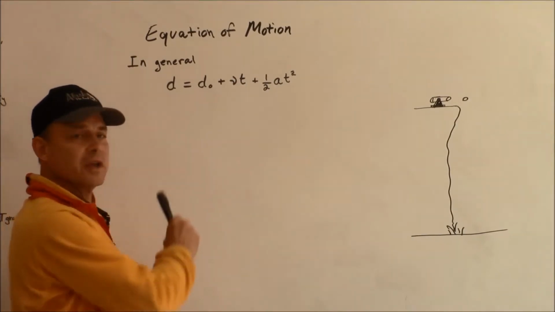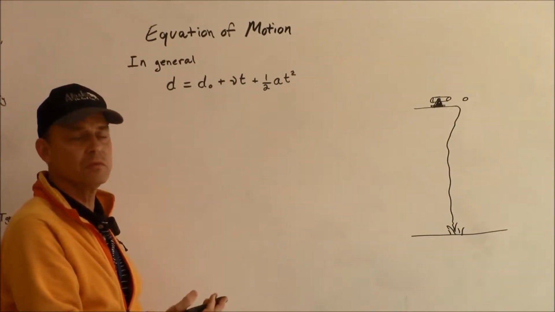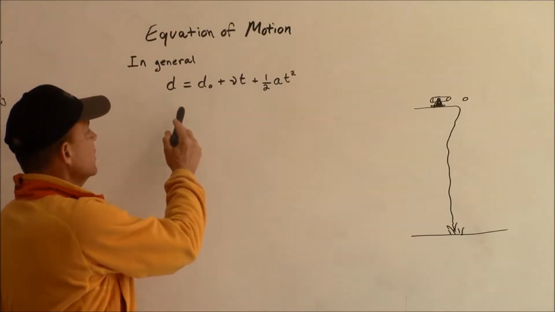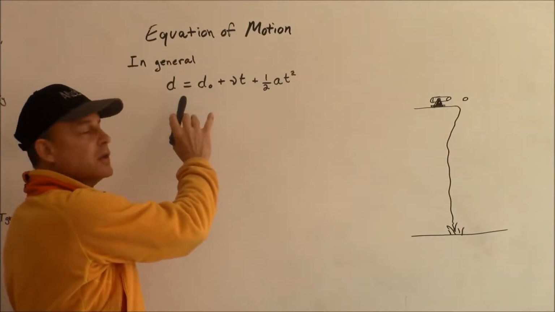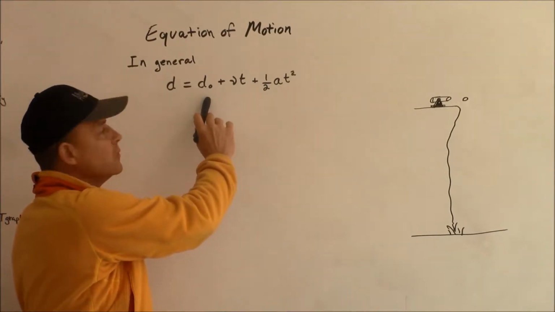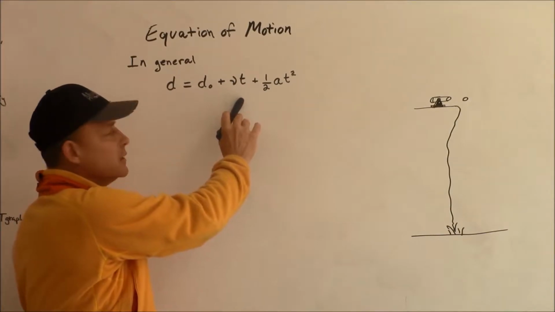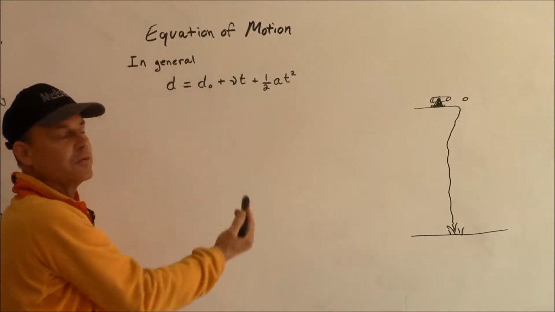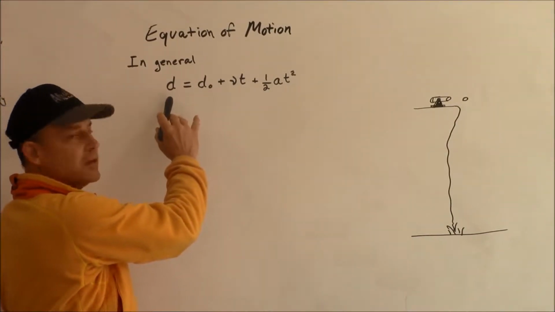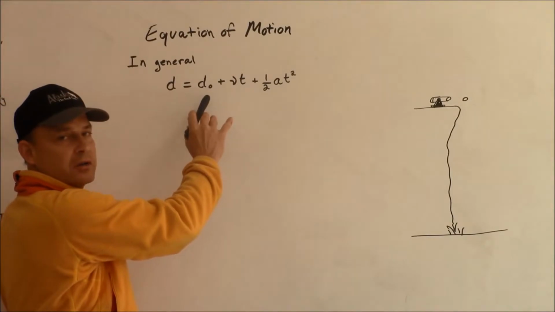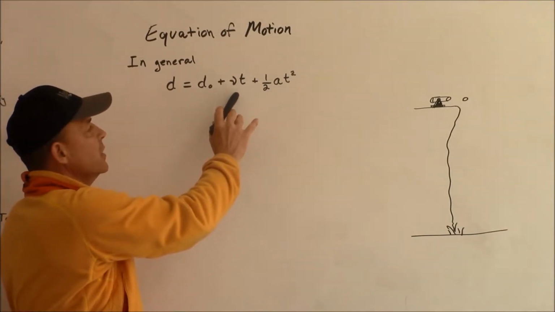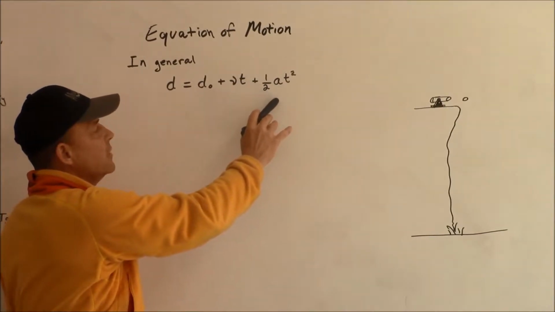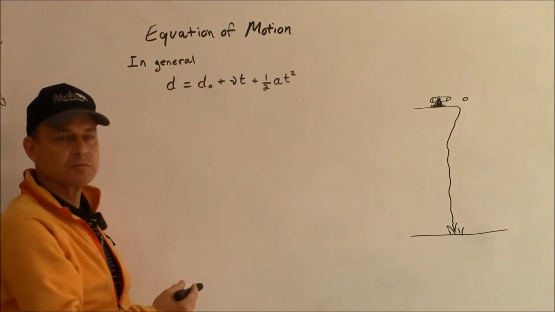So I want to introduce you to the first equation of motion, which looks like this. The location of an object depends on where it started from, how fast it's going, and if it's speeding up or slowing down. So I have written variables for all this information. The distance it's going to be at depends on where it started, d0, plus the velocity, the speed, times the time, plus 1/2 the acceleration times time squared.